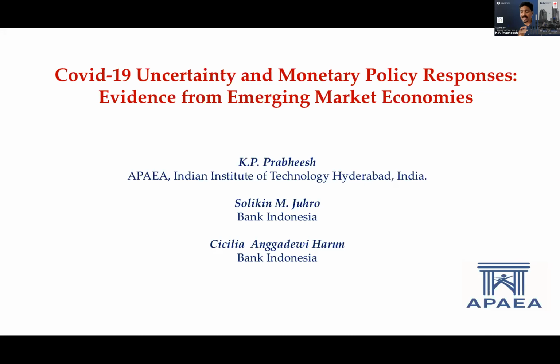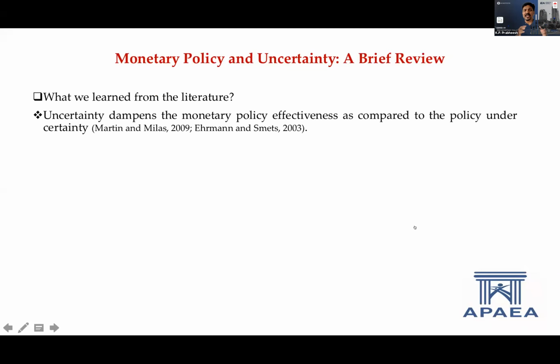So we are trying to address this question in this paper. I'll go through a quick review of the literature related to monetary policy and uncertainty. There is a vast literature on monetary policy and transmission, but I'm just focusing on uncertainty. What I have learned from the literature is that uncertainty dampens monetary policy effectiveness as compared to policy taking place during a period of certainty. If the policy is effective during a period of certainty, it may not be effective in an uncertain period, as per the literature.